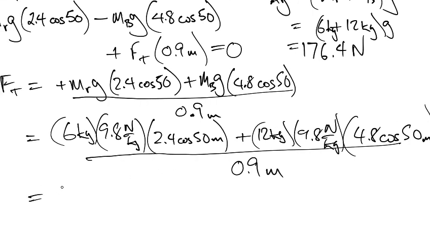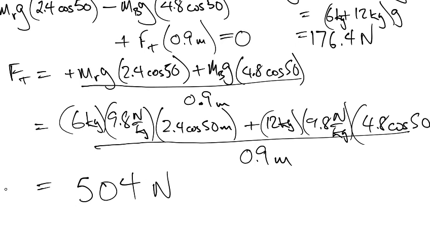So now all we need to do is get our calculator out, our trusty RPN, and here we go. 6 enter 9.8 times 2.4 times 50 cosine times 12 enter 9.8 times 4.8 times 50 cosine times plus 0.9 divided by, and I get an answer of approximately 503.9 newtons, 504 newtons.